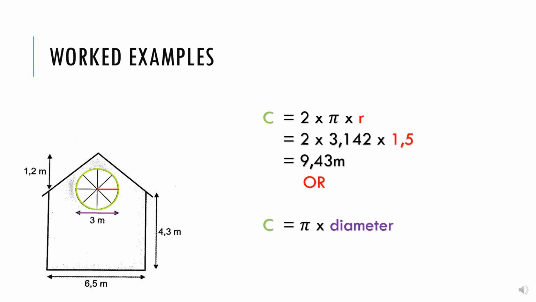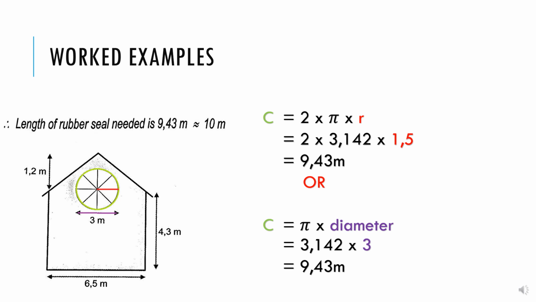If I use the radius instead of the diameter, I would have 2 times 3,142 times 1,5, which is half of 3, and that's equal to a circumference of 9,43 meters. Or you could do the same calculation using the other formula, and you will get 9,43 as well. It doesn't really matter which formula you use. However, remember that we need to round up to the nearest purchasing meter. So 9,43 meters means we need to round up to 10 meters if we want to have enough to cover this. All right, that's the end of the worked example.